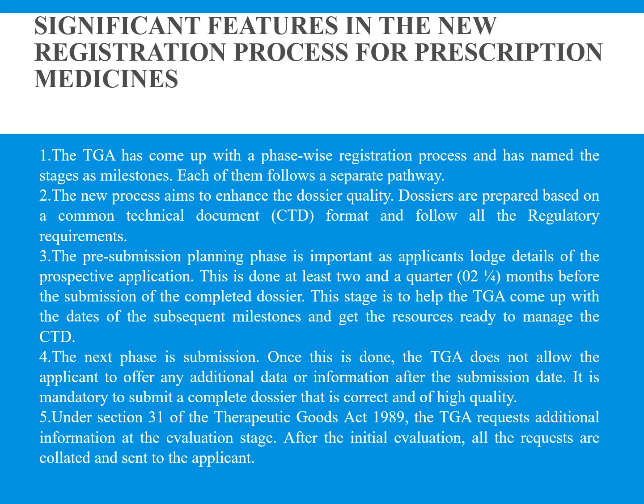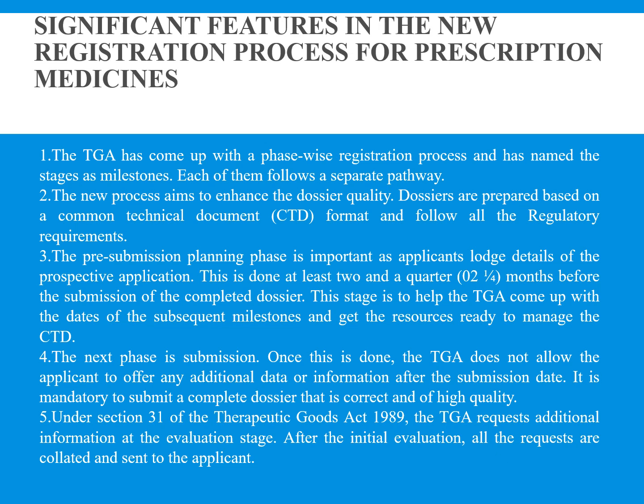The pre-submission planning phase is important as the applicant knows details of the prospective application. This is done at least two and a quarter months before the submission of the complete dossier. These stages help the TGA come up with the dates of the subsequent milestones and get the resources ready to manage the CTD. The next phase is submission.